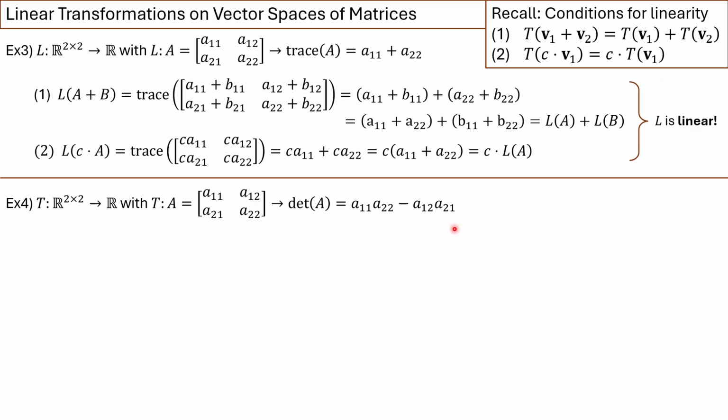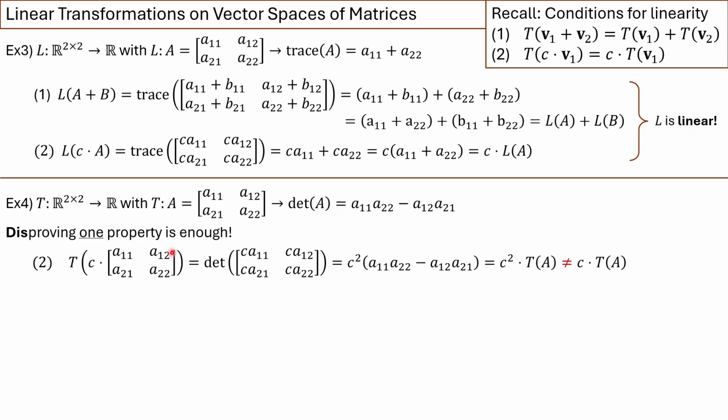Now, what about the determinant? In this case, it fails. If you look at property 2, if you scale a matrix by C, the determinant scales by C squared, because remember that matrix is 2 by 2. So we're scaling both rows by C. We have to multiply by C twice in the determinant. So we don't have a linear transformation because it violates the scaling rule.